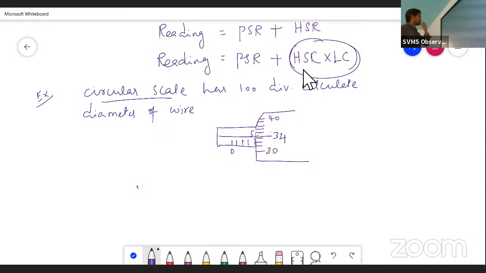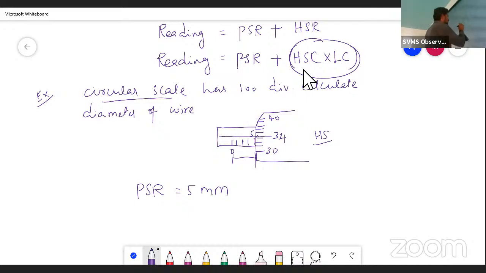How do we measure and calculate the reading using this screw gauge? First example: circular scale has 100 divisions. The circular scale means head scale. Head scale has 100 divisions. Calculate the diameter of the wire. Given the diagram, listen to me. The pitch scale indicates 5, so pitch scale reading is equal to 5 millimeter. Head scale coincidence is 34.